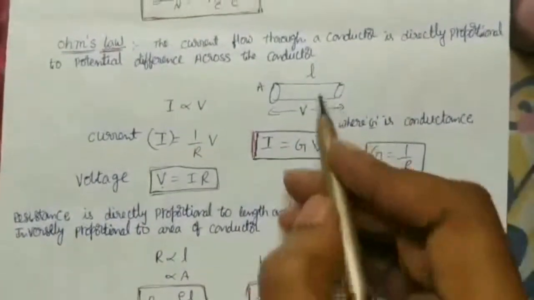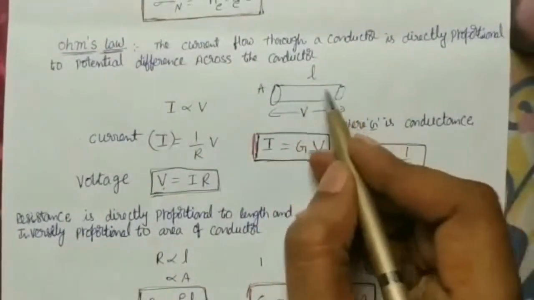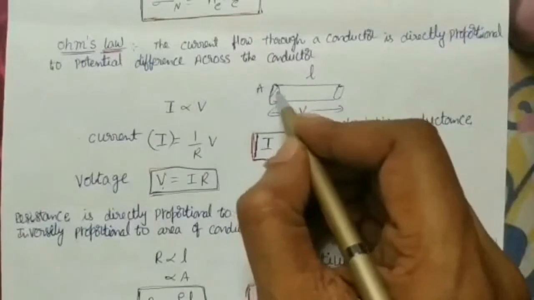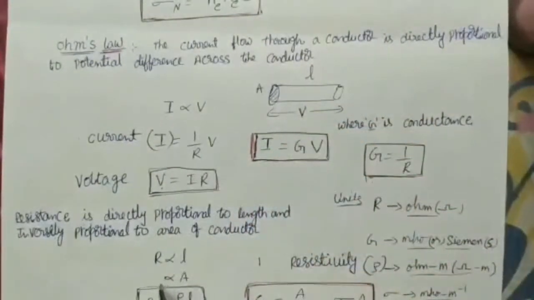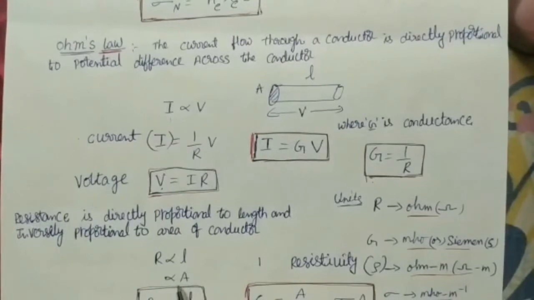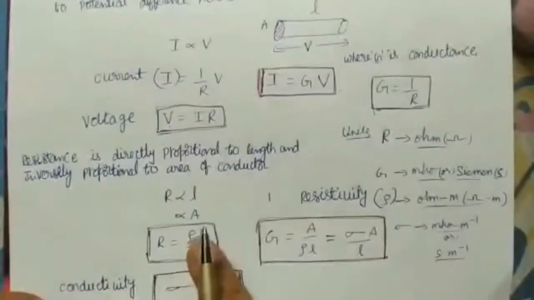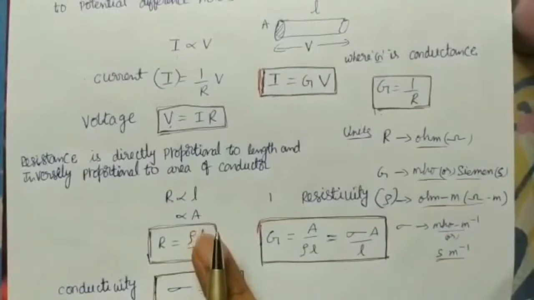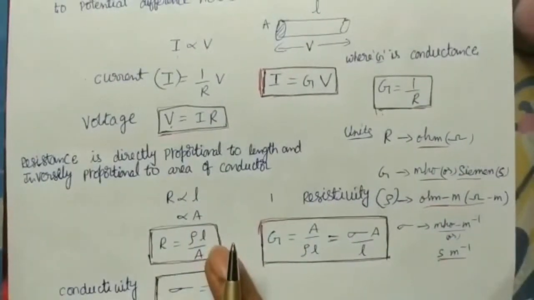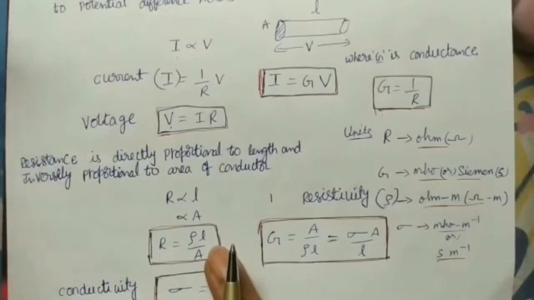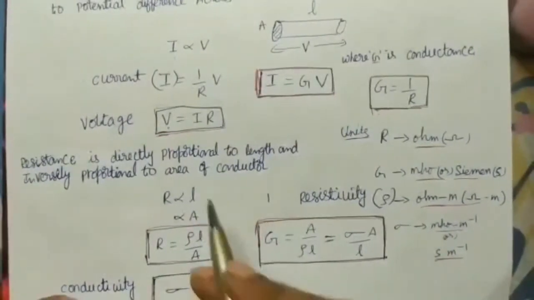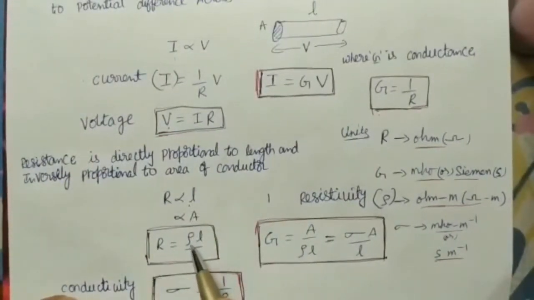Resistance of the conductor depends upon the length: more length, more resistance; more area, less resistance. So resistance is directly proportional to length and inversely proportional to area of cross section of the conductor. And of course it depends upon temperature, impurity added, and the nature of the material also. So to remove this proportionality they use a constant, rho.